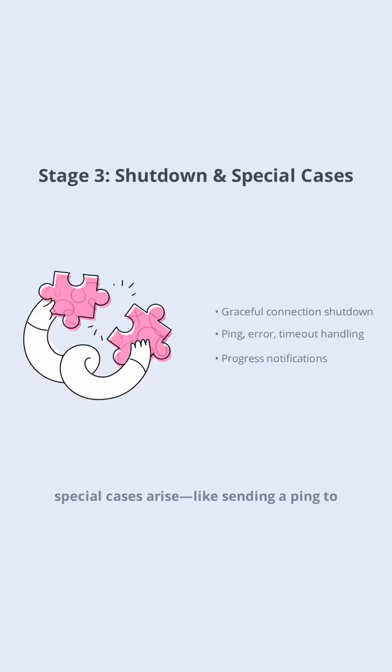But sometimes special cases arise, like sending a ping to check if the server is still there, handling errors if something goes wrong, or dealing with timeouts if the server takes too long. Progress notifications let the client know how things are going, just like a progress bar. These helpers make sure communication stays smooth, even when things don't go as planned.